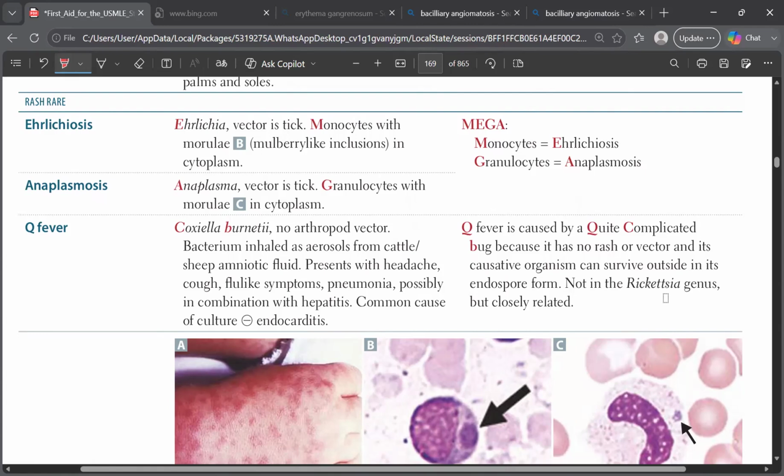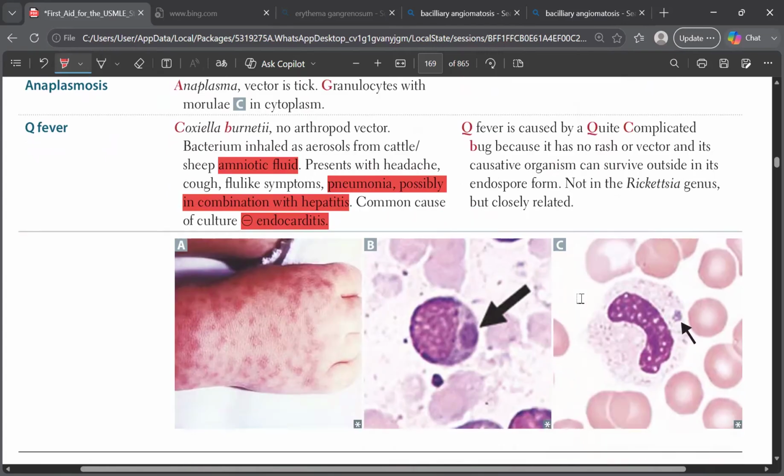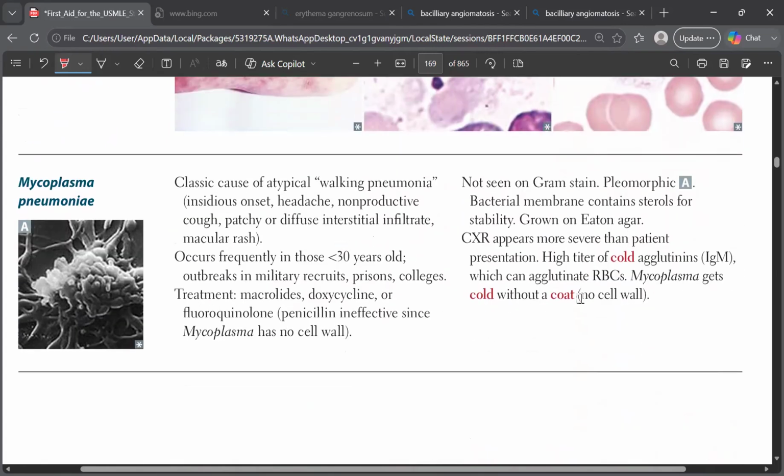Then we have Q fever, which is caused by Coxiella burnetii. There is no arthropod vector. The bacterium is inhaled as aerosols from cattle or sheep amniotic fluid. It presents with headache, cough, flu-like symptoms, and pneumonia, possibly in combination with hepatitis. This is an important distinction. It is a common cause of culture-negative endocarditis. Q fever is a quite complicated bug because it has no rash or vector, and its causative organism can survive outside in its own form. It is not in the Rickettsia genus, but closely related, so we add it here.